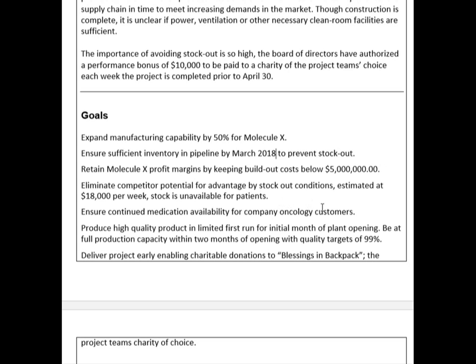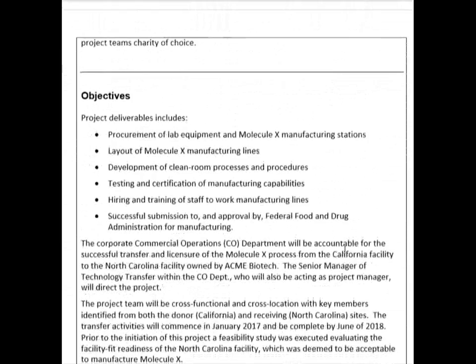We're going to eliminate competitors' potential for advantage due to our stock out. We're going to ensure continued medication availability, produce high-quality product, and deliver the project early, enabling the charitable donations to Blessings in a Backpack. We're not really talking specifically about how we're going to do this or the specific deliverables and output right now. We're just talking about high-level goals of the project. And what this enables us to do is provide a justification of why we need to do this project and why we need to do this project now.